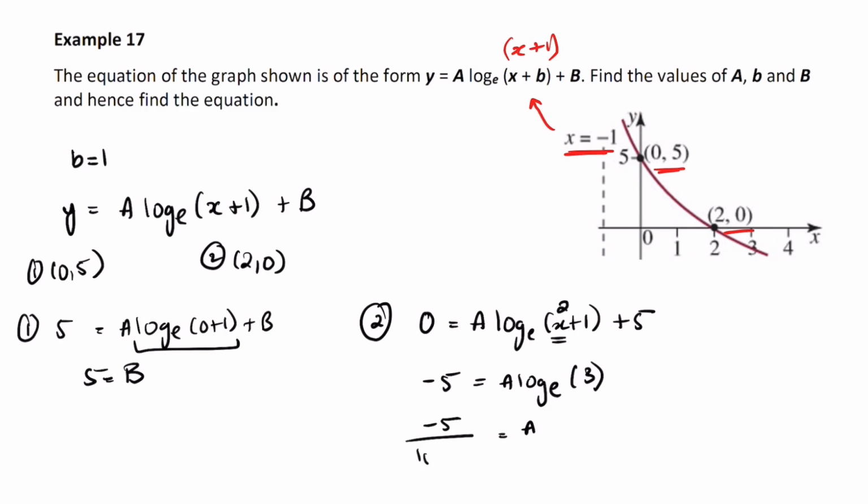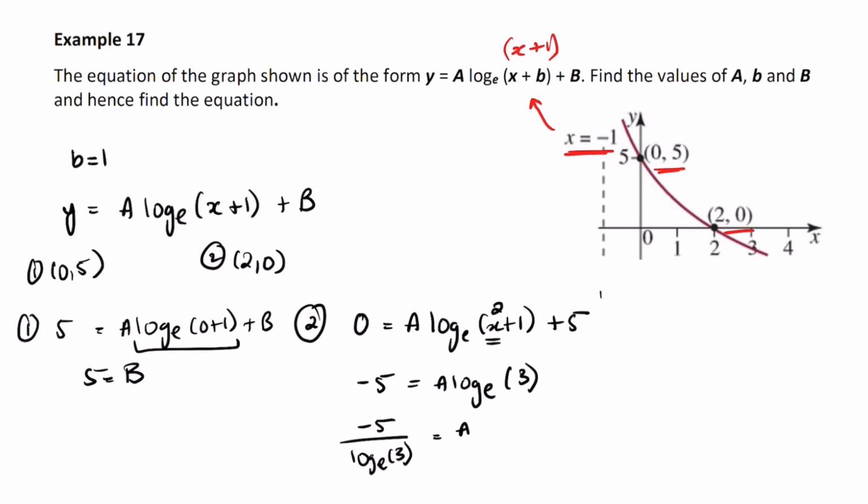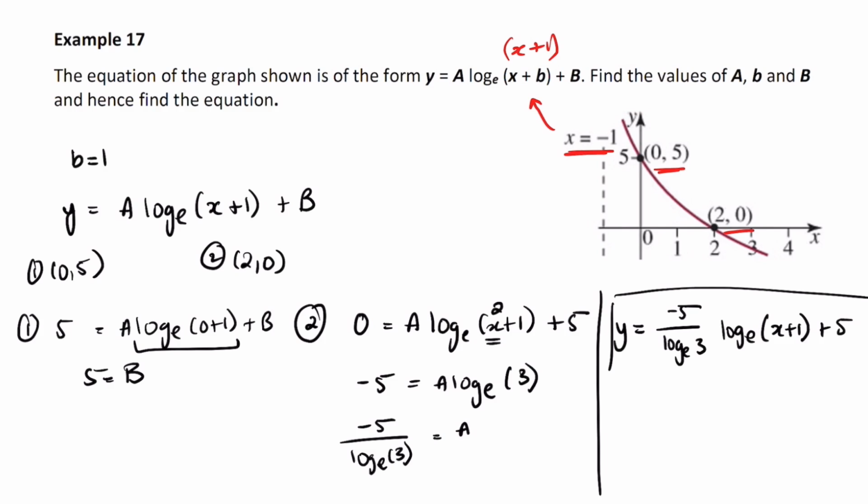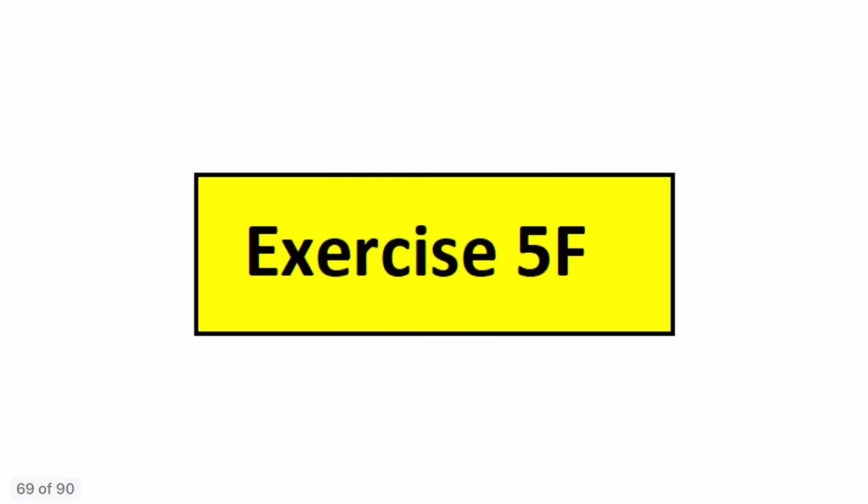So remembering that log e3 is actually a number. So there's no x's in it, it's an actual number there. So that's it, that's a. So now that I have my a and b, I can go ahead and substitute that into the final equation. So the equation is y is equal to a. So that'll be negative 5 on log e3, log e x plus b plus capital B. And there's your final equation. And that's the end of exercise 5F.